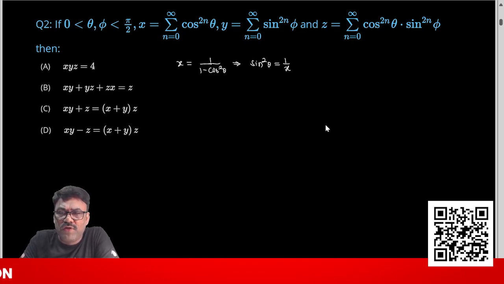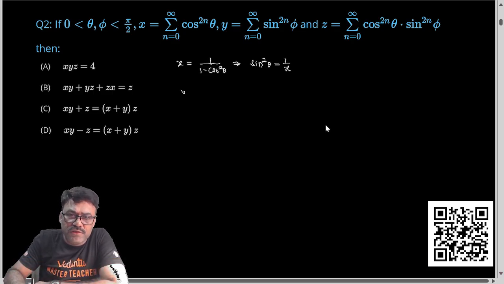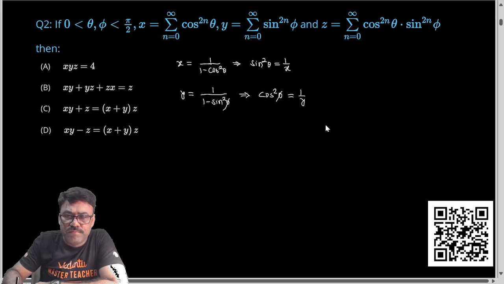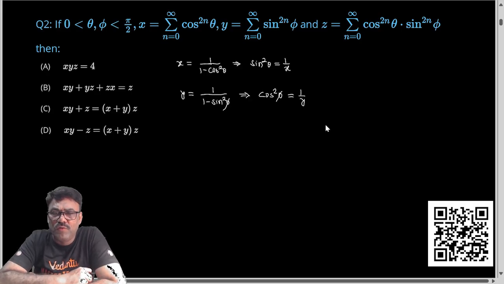Now let's calculate y. Again an infinite GP, with first term again 1, but this time common ratio sin square phi. So y will be 1 over 1 minus sin square phi. And from here, if I simplify, I will get cos square phi is equal to 1 over y.